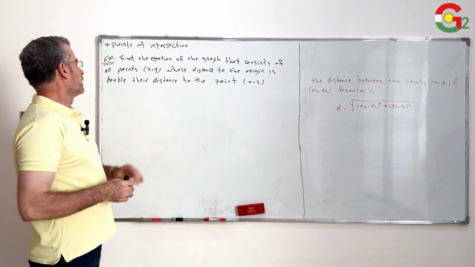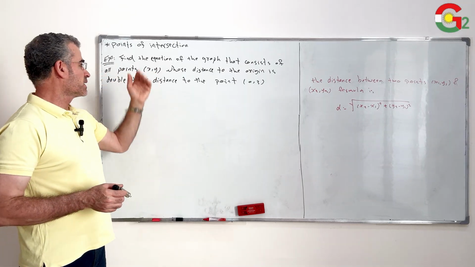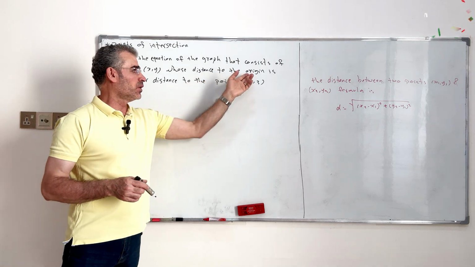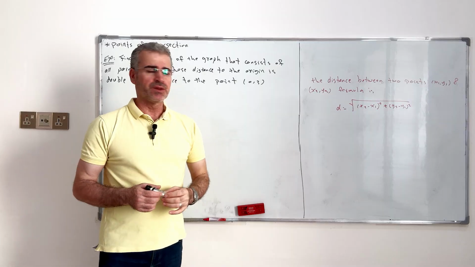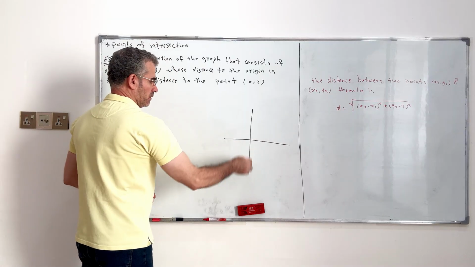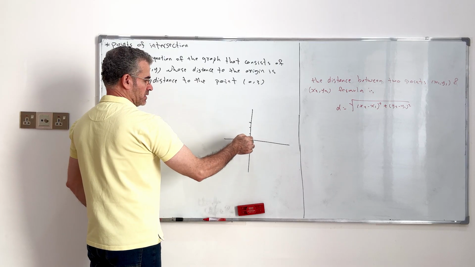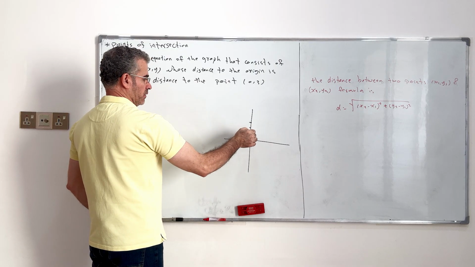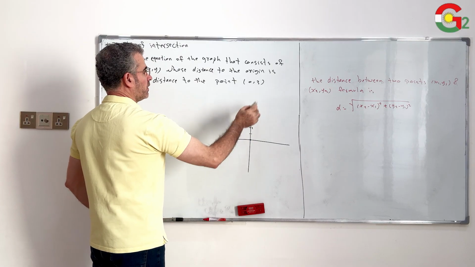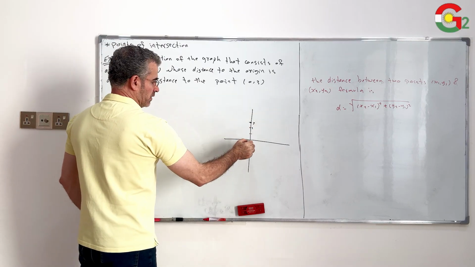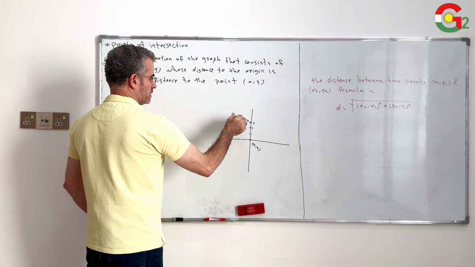Example: find the equation of the graph that consists of all points x, y whose distance to the origin is double their distance to the point 0, 3. Let us graph this example. This is the point 0, 3, and this is the origin 0, 0.